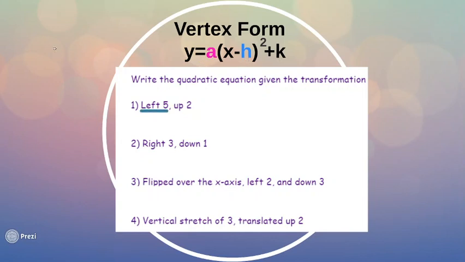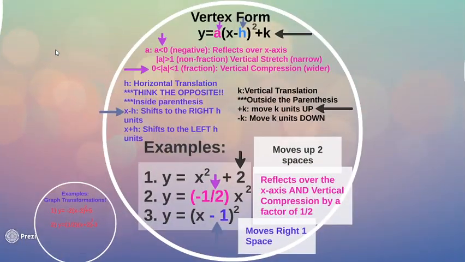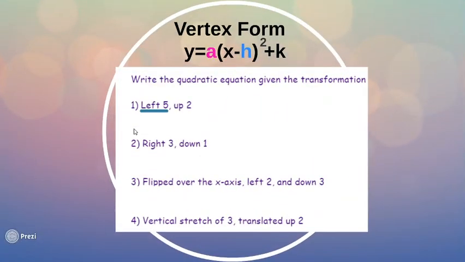So when we go left 5, what do you guys think? Which transformation goes left 5? Well, let's go back and cheat for a second. Just take a look at the slide. If you go to the left, which transformation are you dealing with? When you go left, you're dealing with an H value, okay? So when we go left 5, that's an H value.